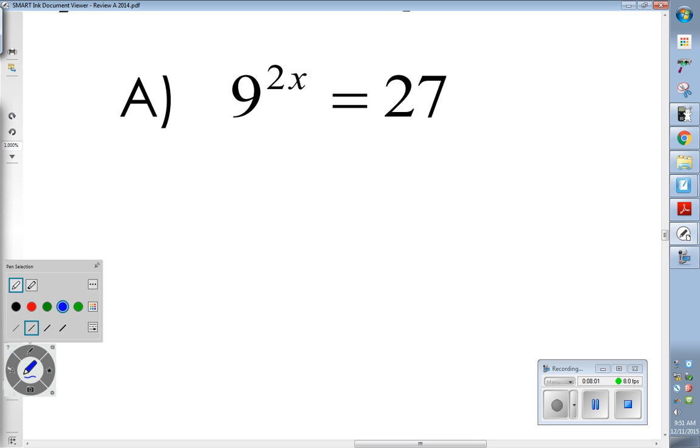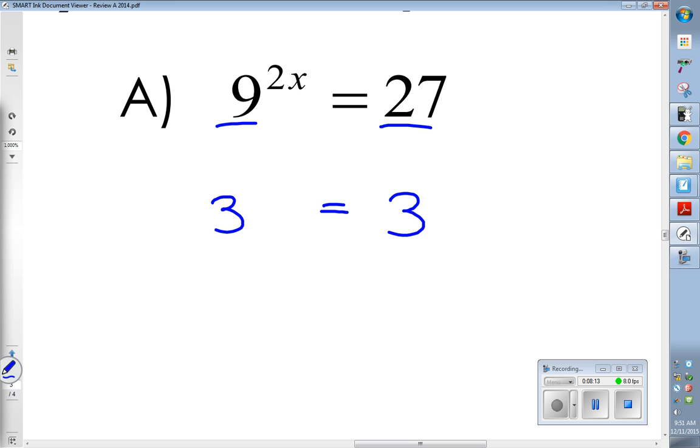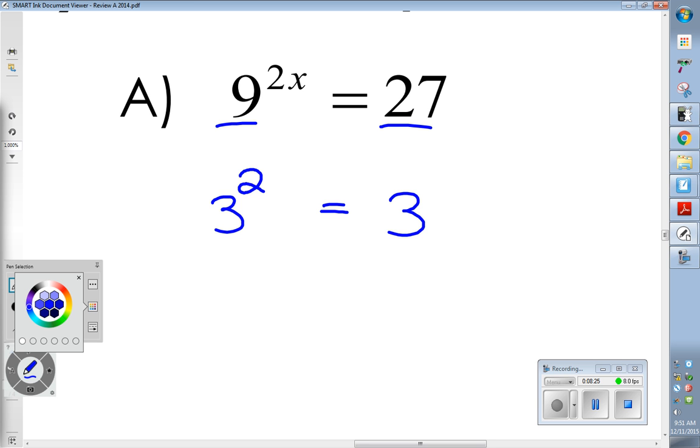Instead, I would suggest making the bases the same. So 9 and 27. Remember the bases we can use: 2, 3, or 5. What base are we going to use here? 3. So I want to rewrite both sides to be 3 to some power. So you need to remember, 3 to what power gets me 9? 3 to the second power. And I'm going to multiply that by what's already there.